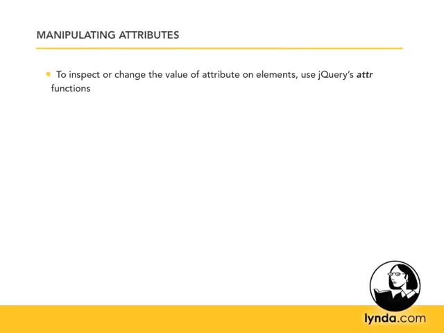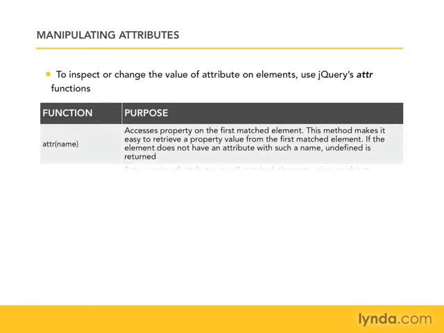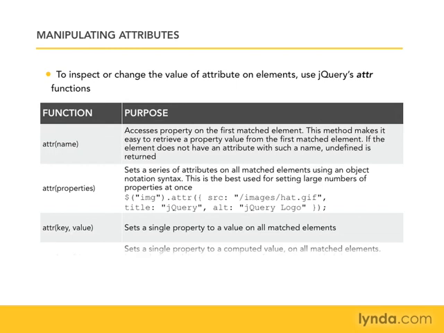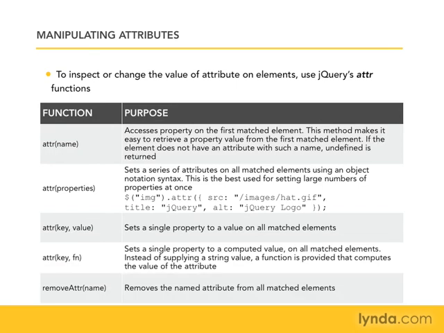Okay, now let's talk about how you can manipulate the value of individual attributes on elements. jQuery provides a couple of functions for doing this, and they're all named attr in one way or the other. You can see in this table the various ways you can call the attribute function attr. And there's also a function for removing attributes.